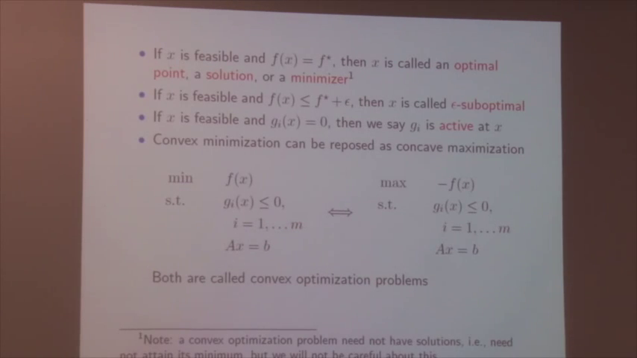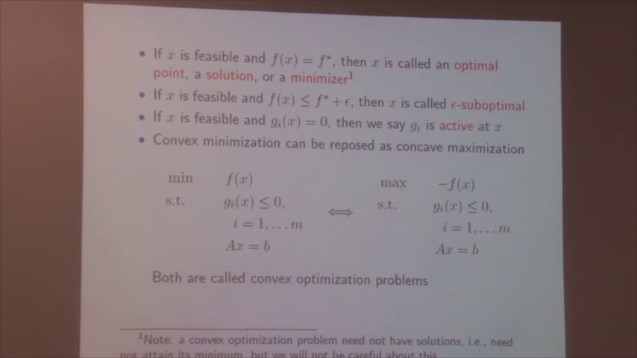So if we've got a feasible point X, and it achieves the optimal value, that's a solution. You can see there's many ways to call it, but we'll refer to it as a solution to the problem. And if it's away from the optimal value by epsilon, we're going to call it epsilon suboptimal. And this concept is going to come back when we talk about the convergence rates of various methods, like gradient descent.